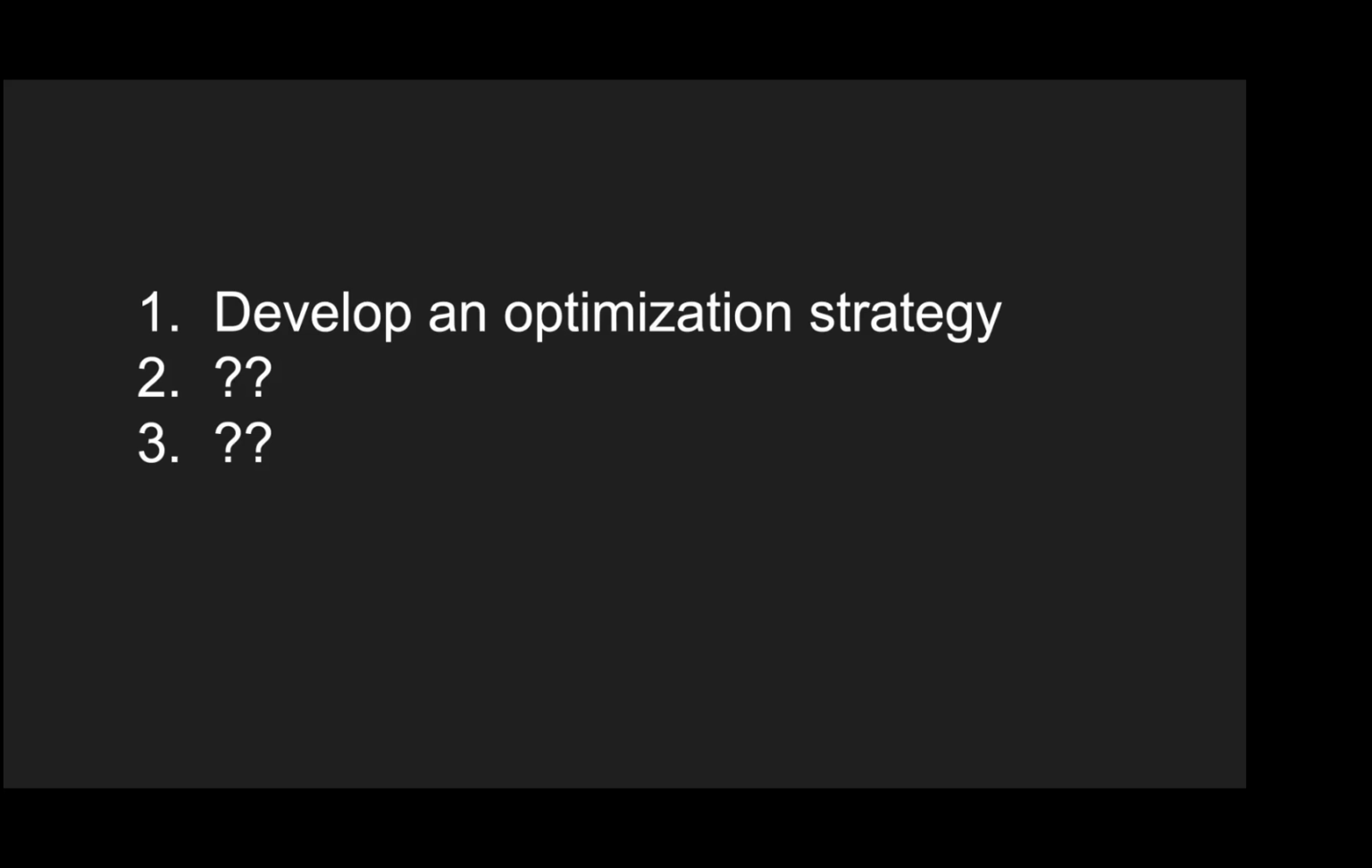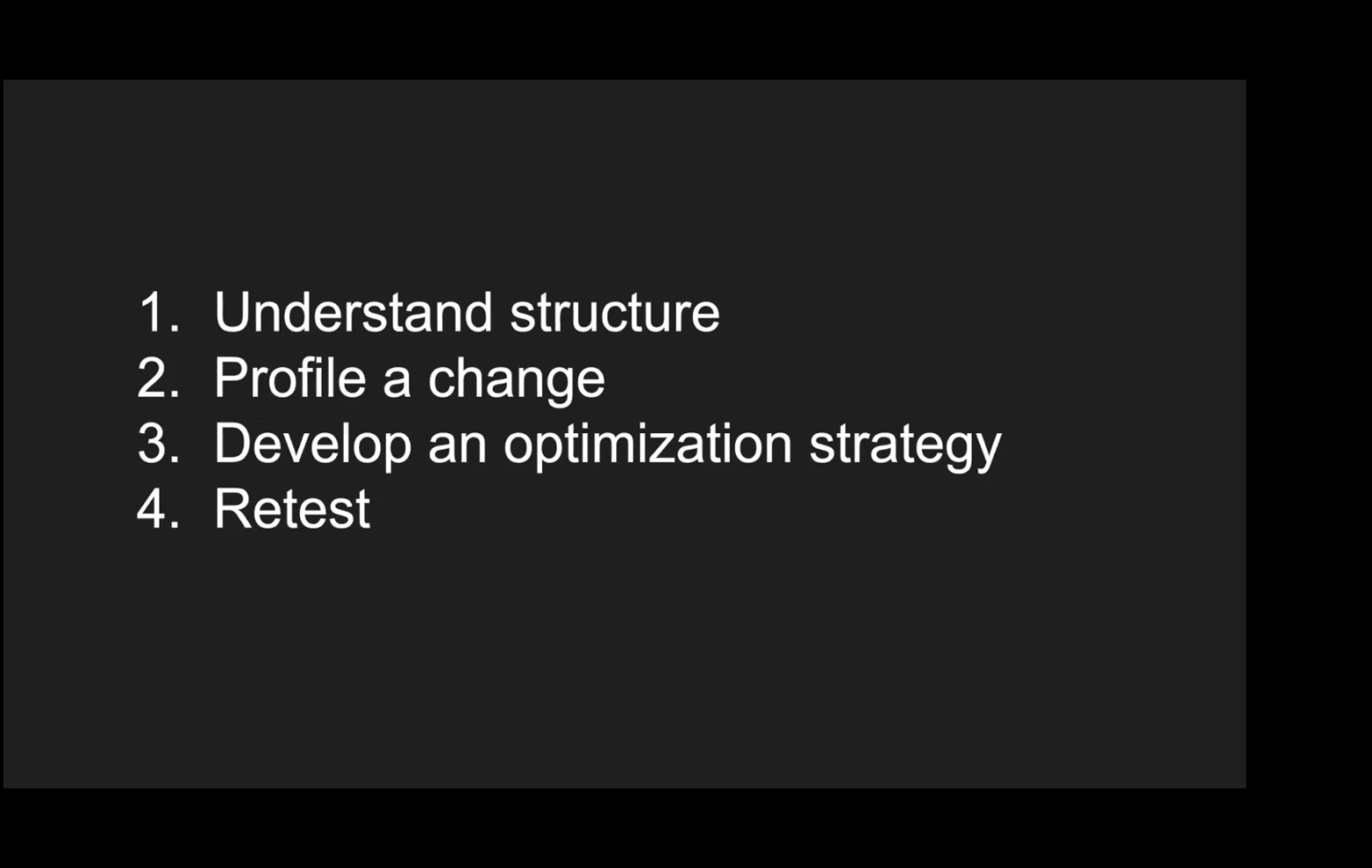So what I want to talk about today is a different optimization strategy. It runs kind of like this. First step, you want to understand the structure of the application, just broadly, because you need to start to think about where a problem can occur. Next, you want to profile a change, so you can see exactly what the bad thing is, what needs to be optimized. After that, you can develop an optimization strategy, and then finally retest to make sure that it actually works.